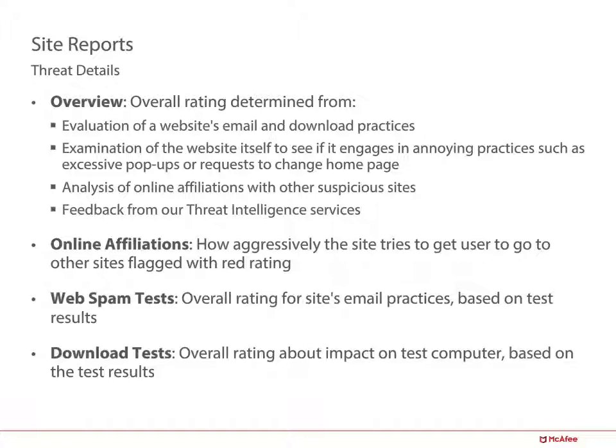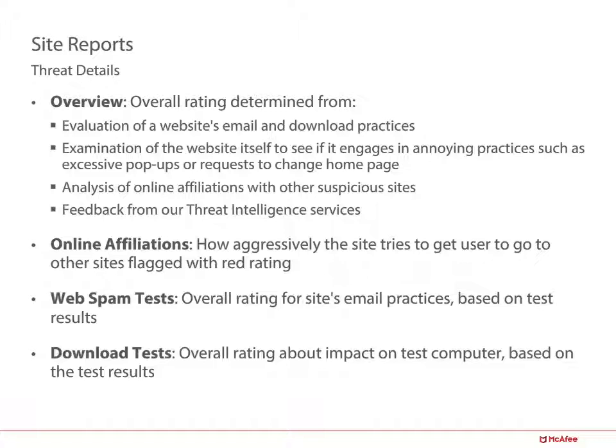Online affiliations shows how aggressively the site tries to get users to go to other sites that are flagged with a red rating. Suspicious sites often associate with other suspicious sites. The primary purpose of this feeder site is to get you to visit this suspicious site. A site can receive a red warning or rating if, for example, it links too aggressively to these other sites. In this case, web control considers the site red by association.